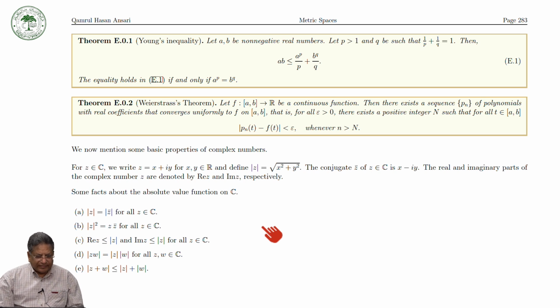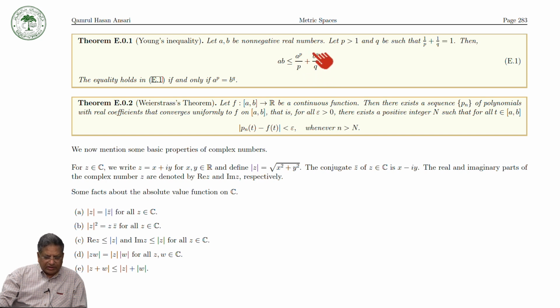Here is Young's inequality. Young's inequality says that if a and b are non-negative real numbers, p is greater than 1 and q is such that 1 over p plus 1 over q is equal to 1, then ab is less than or equal to a raised to the power p divided by p plus b raised to the power q divided by q. And here the equality holds if a raised to the power p is equal to b raised to the power q. And now finally we have the Weierstrass theorem.